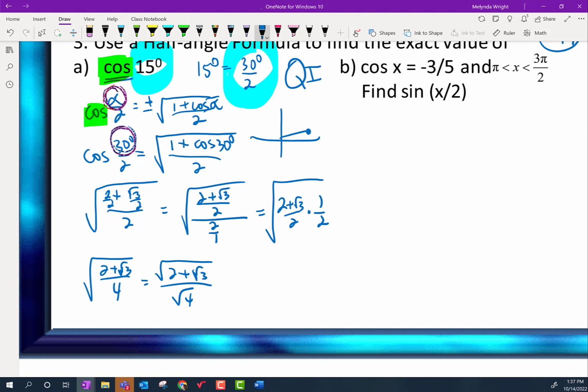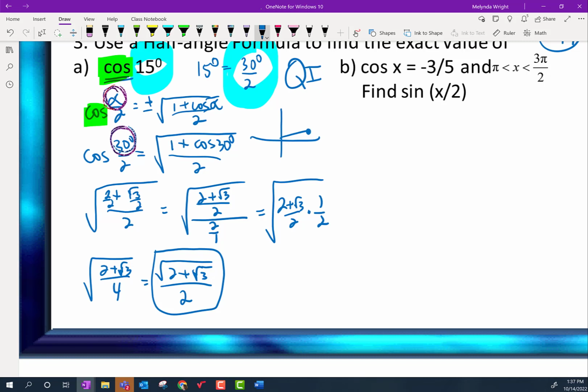And we know what the square root of 4 is, right? The square root of 4 is 2. So this would be our final answer. This is what they would want us to put in as our answer. Okay, how are we on our very first half angle formula?